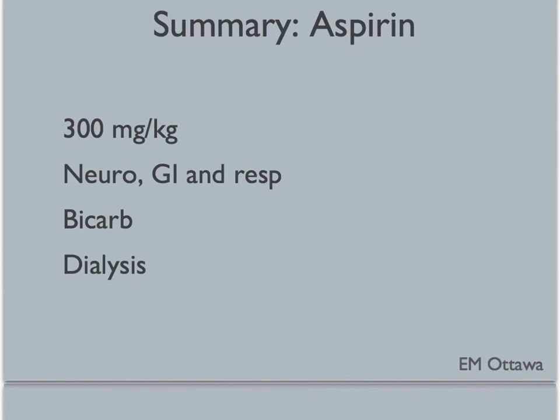In summary, aspirin toxicity, more than 300 milligrams per kilogram, acts on the brain, the GI tract, and respiratory system. Treatment is sodium bicarb to keep the urine pH high to get rid of more aspirin. If that fails, dialysis is our other option.